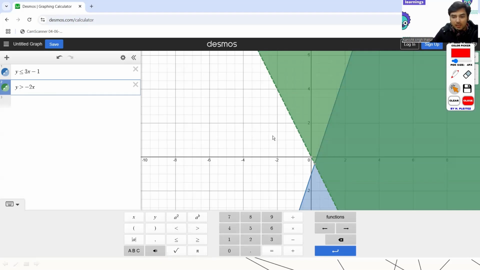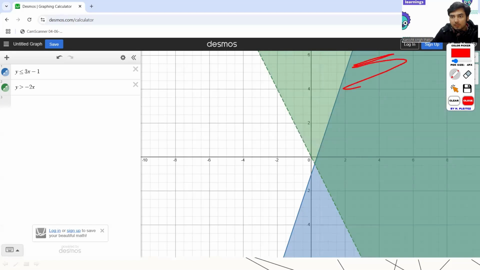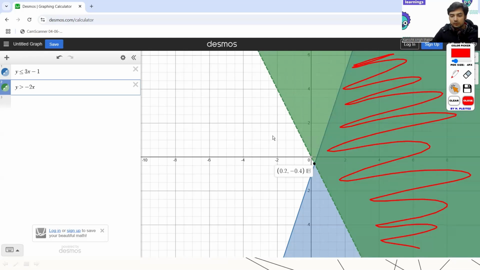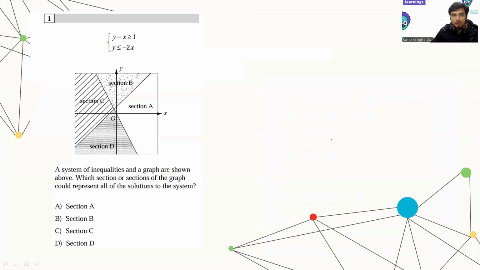Now what area is coming in between both of them? This area, as you can see, this area is coming, right? So this would be your answer. Wherever this is intersecting, which point is it? Minus 0.2 comma minus 0.4. So this would be your answer. Okay, that's how you have to tweak the areas.